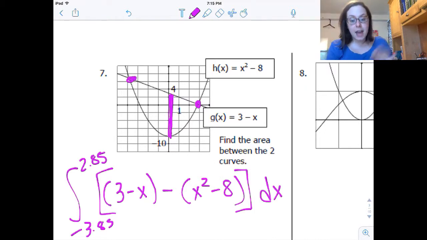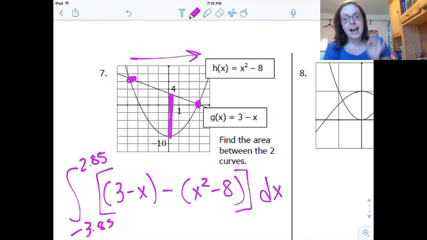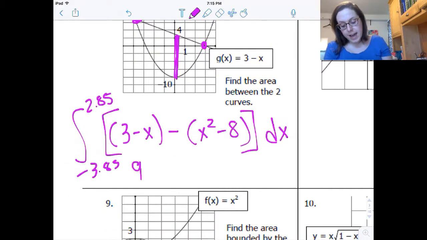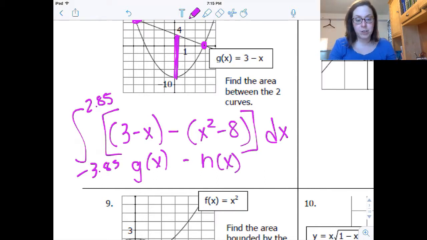And again, because we're moving along the x-axis, we're looking at dx. I'm using x values there. Now you could also write this as g of x minus h of x. I would highly encourage that, especially on a calculator active section, because then you don't miscopy something, right?